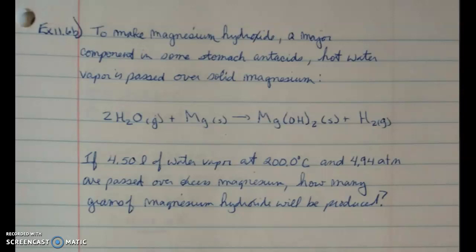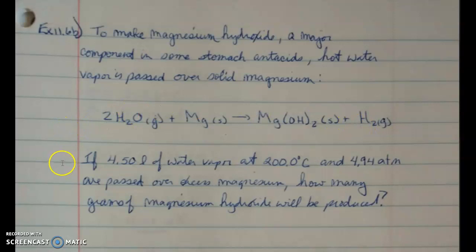Okay, let's get started. To make magnesium hydroxide, a major component in some stomach antacids, hot water vapor is passed over solid magnesium, and they give the equation here. So two water molecules in the gas form combined with 1 mole of magnesium in the solid form will yield 1 mole of magnesium hydroxide, which is a solid, plus 1 mole of hydrogen gas.